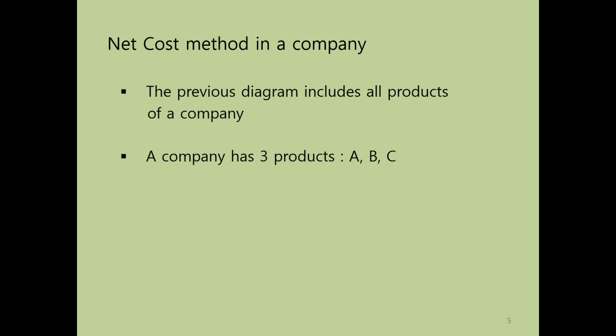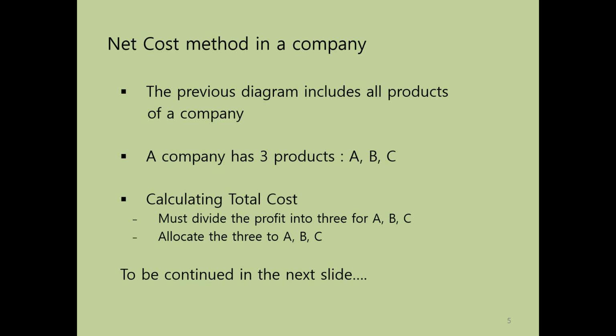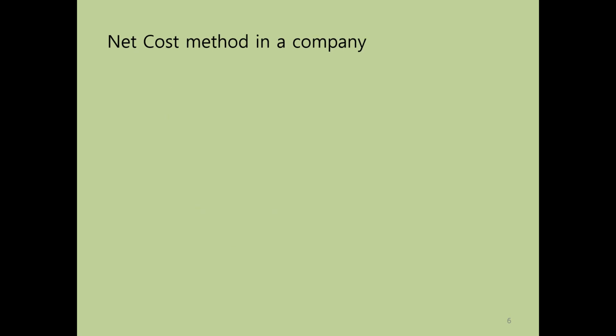At first, we should know the total cost, which is acquired by deducting profits from product price. However, there are 3 products, so we need to divide the profit into 3 and allocate them to A, B, and C. Okay, let's continue in the next slide.